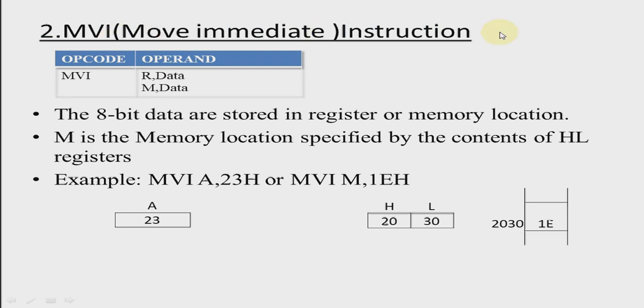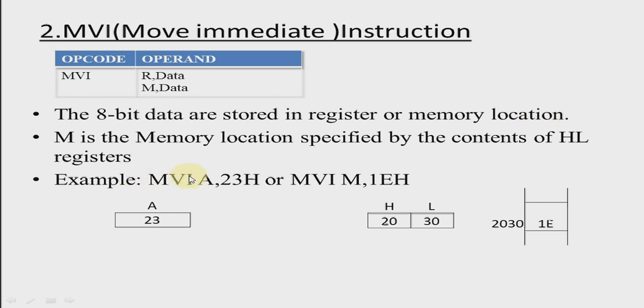The next instruction is the MVI instruction. It stands for move immediate. It has the operands R as well as M. This instruction will copy the 8-bit data into a register or memory location.